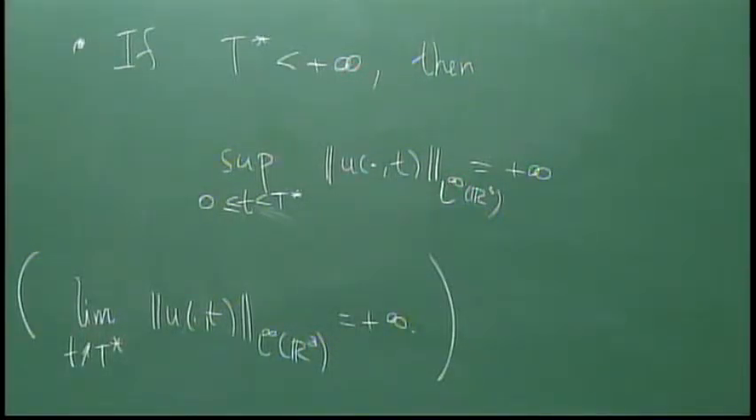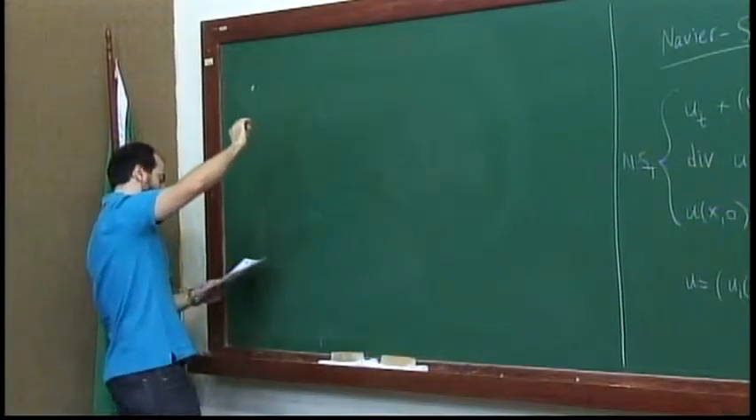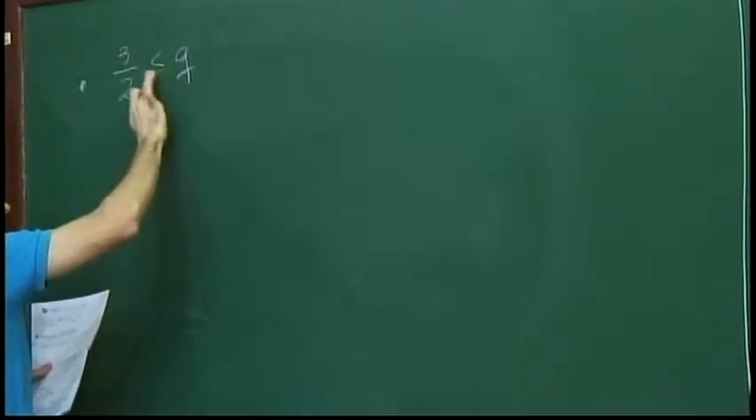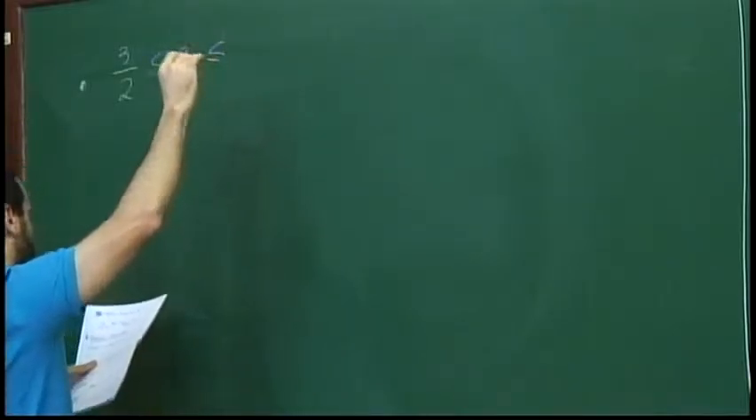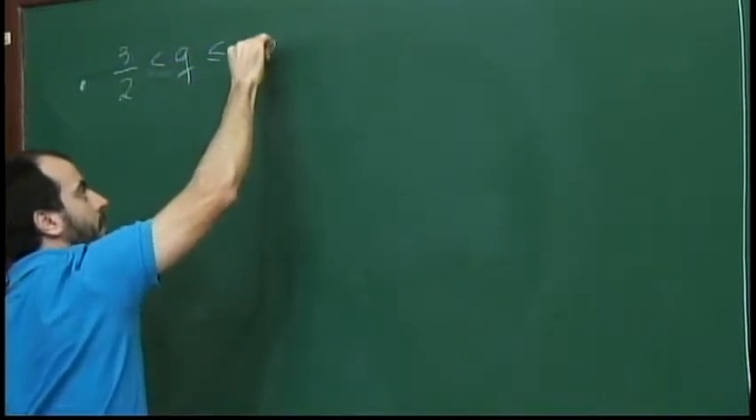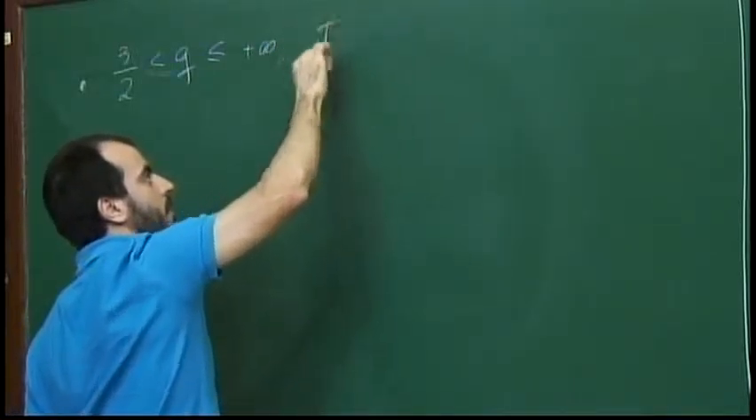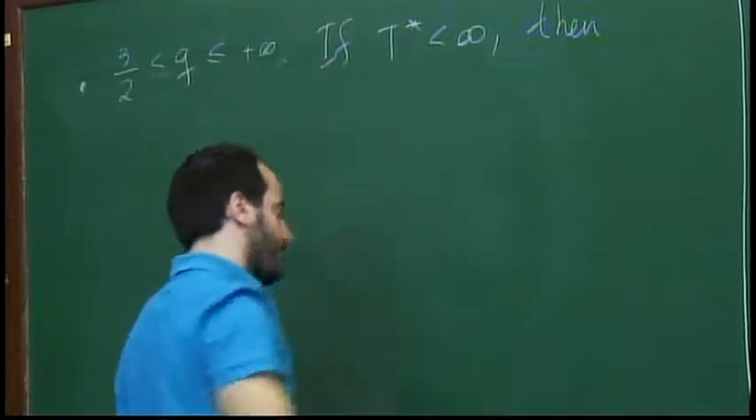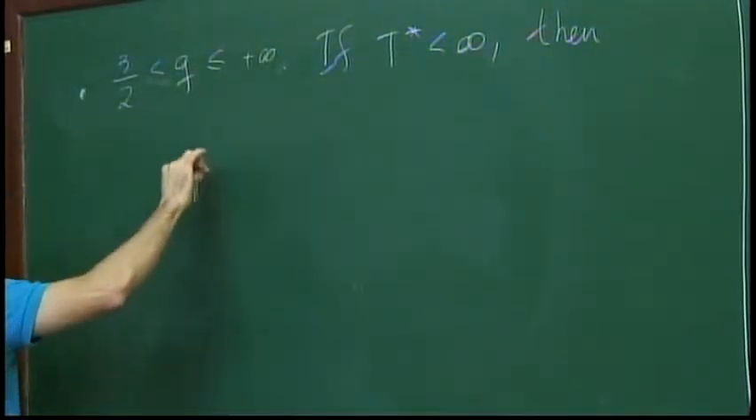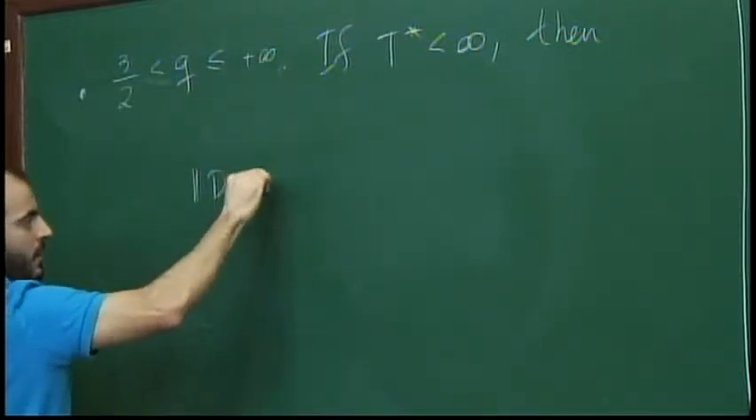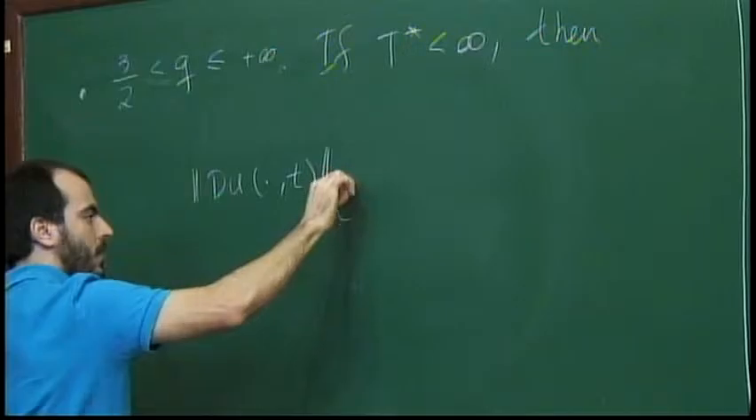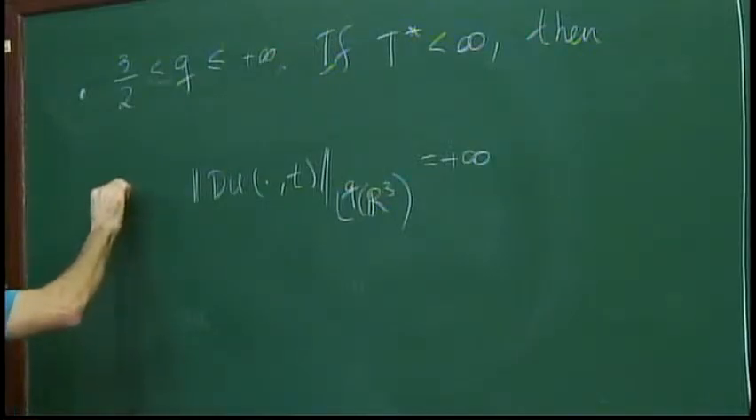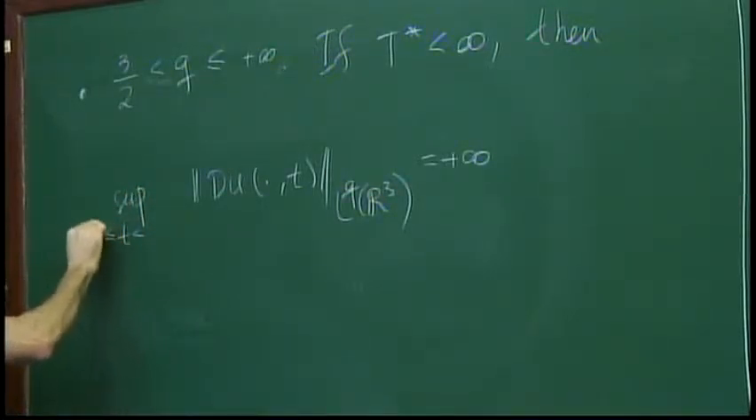So a second criterion would be for the gradient. Suppose that Q is between 3 halves and plus infinity, and T star is finite. Then the gradient norm in LQ also blows up. So this is the sup up to T star.